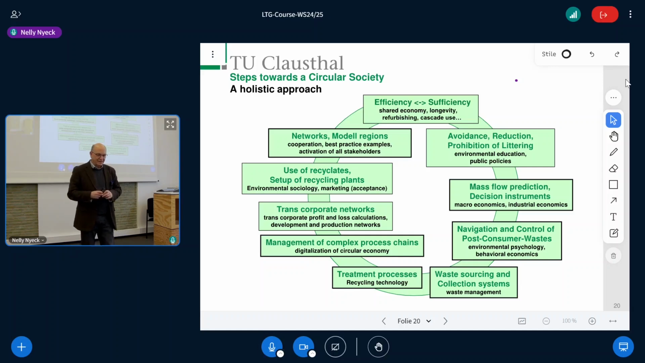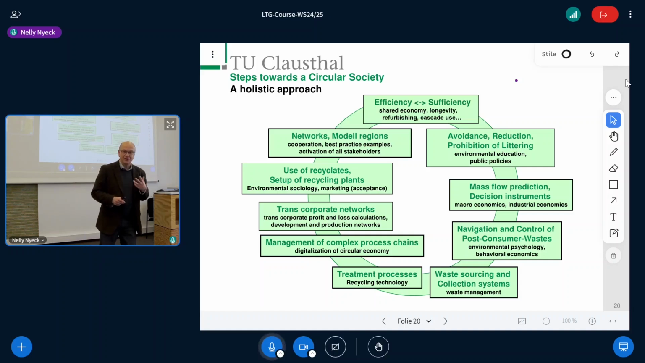Then, of course, again, use of recyclates, setup of recycling plants, you need an acceptance. That's what we normally call social license to operate. First of all, you have to bring people to bring their old handy to the recycling plant, and then you have to get people that they accept that the recycling plant is to be built. Everybody wants to have some, but not in my backyard. That's not the way to do it. So we need some acceptance, and that's the point where our social science colleagues are working on.